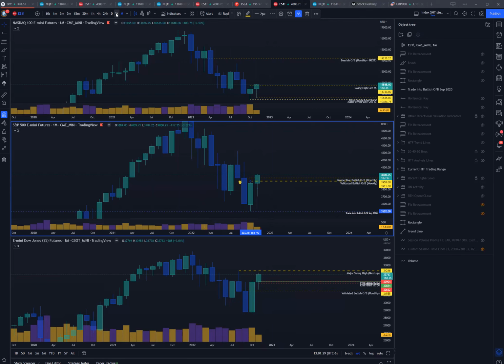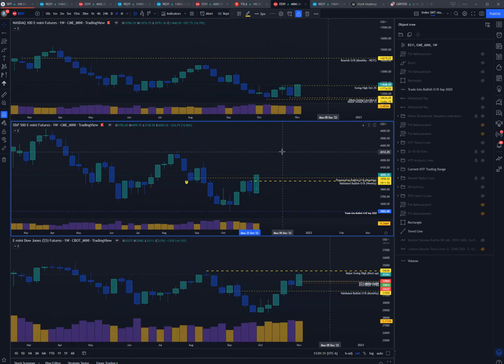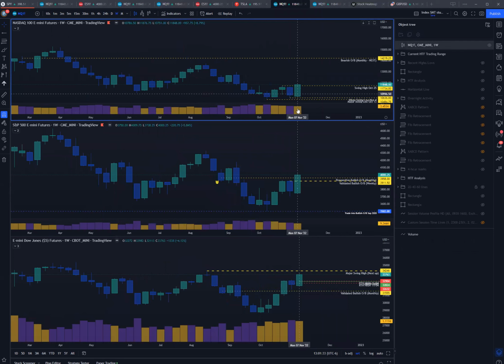And then when we switch to the weekly chart, let's line them up. There you go. Yeah, so on the weekly, we have already taken out all these bullish order blocks and have now validated this candle as the bullish order block on the weekly basis, and we have already passed that one.